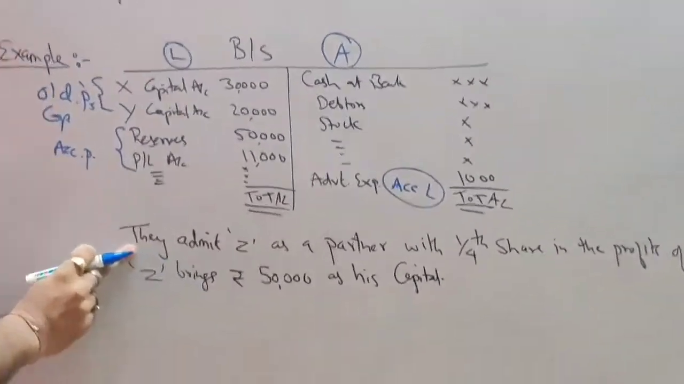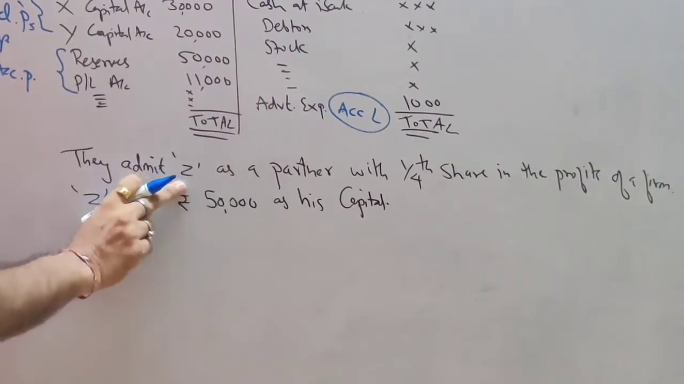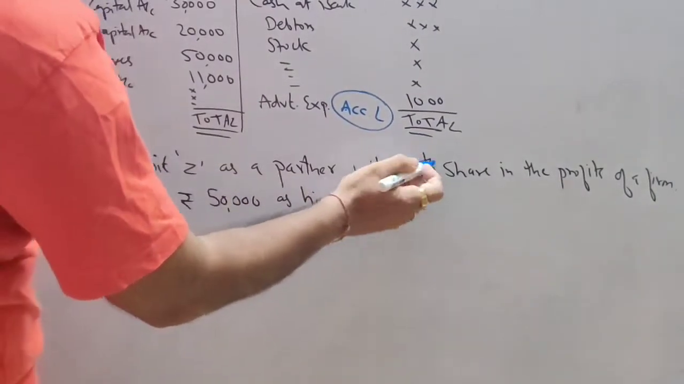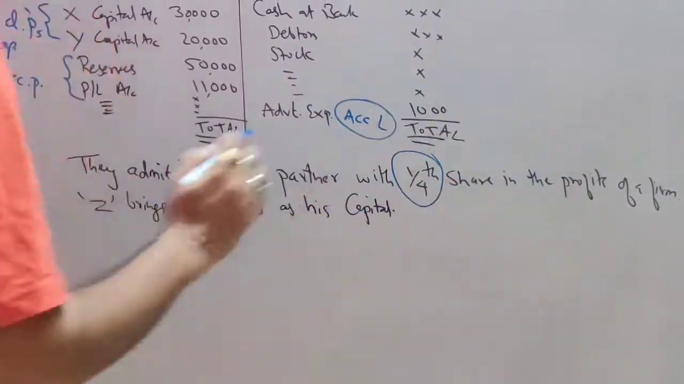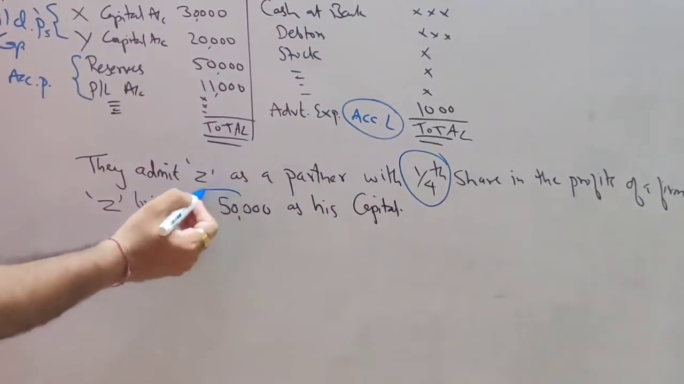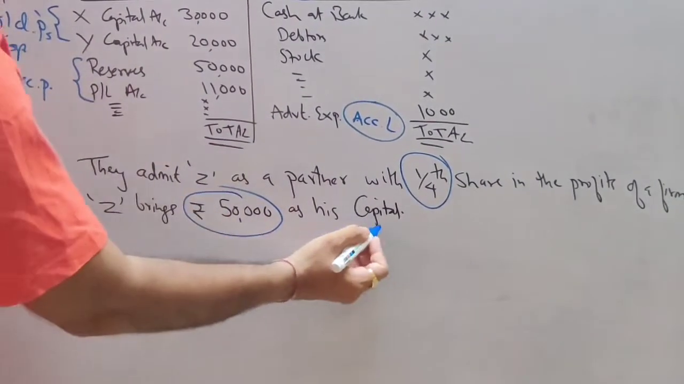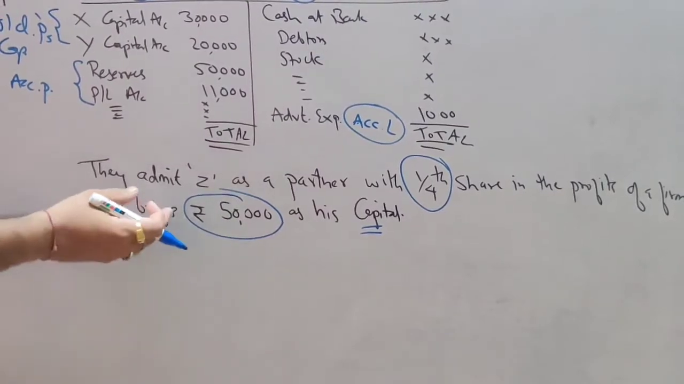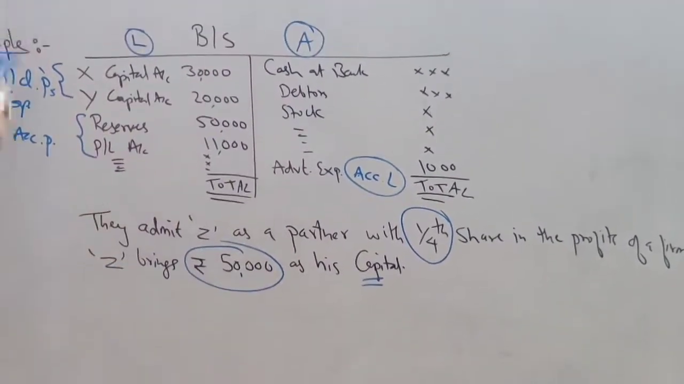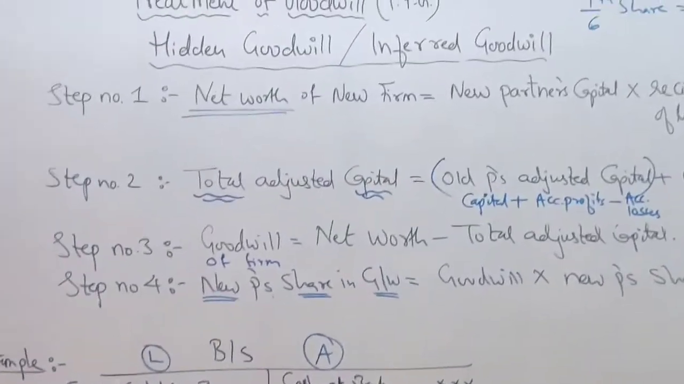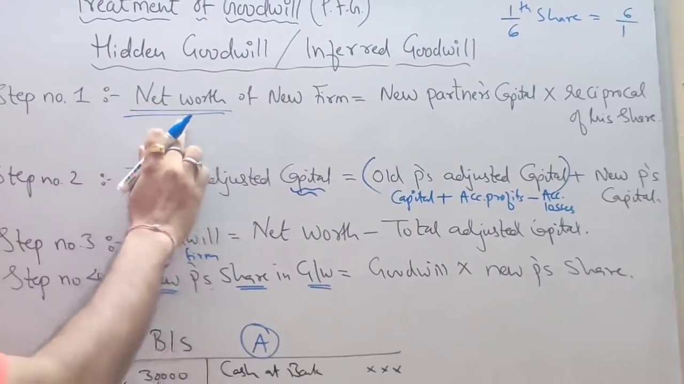Now below the balance sheet they have given: they admitted Z as a partner with 1/4 share in the profit. Z brings rupees 50,000 as his capital. Now let's find the hidden goodwill in this sum. So what is your step number 1? Your step number 1 is to find net worth.